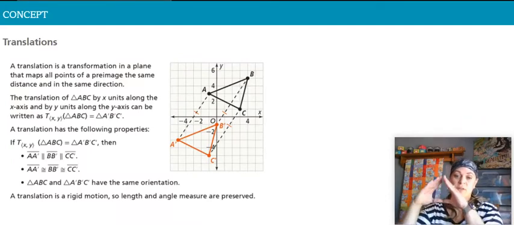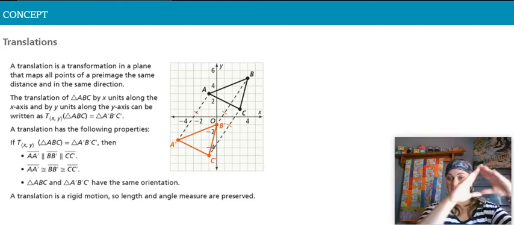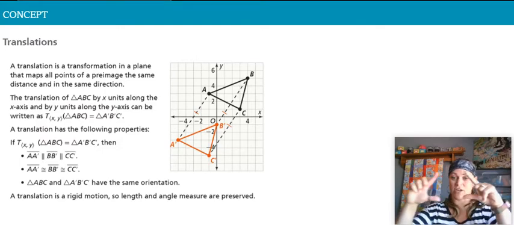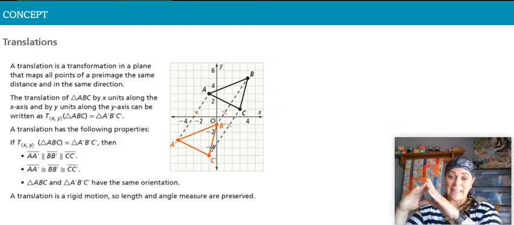Translations. A translation, whatever the figure is, is literally a slide. But that slide or movement has to preserve the shape, has to preserve every angle and every side length. So it doesn't slide and get bigger or smaller. It preserves the side lengths and the angle measures and just moves.